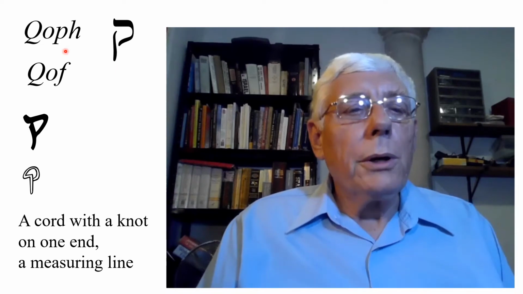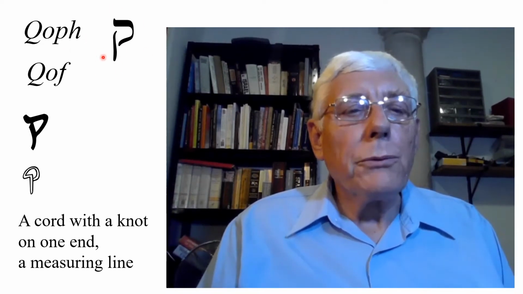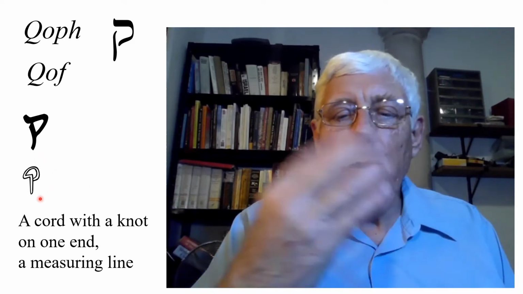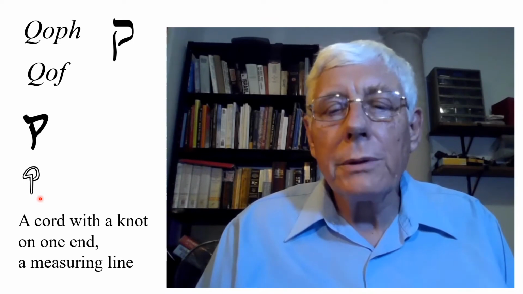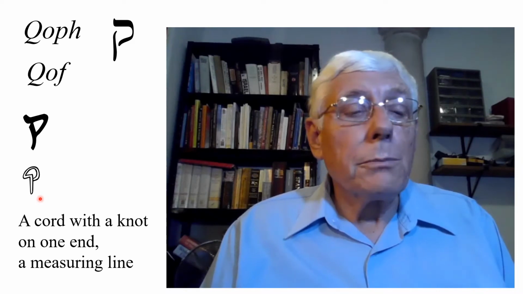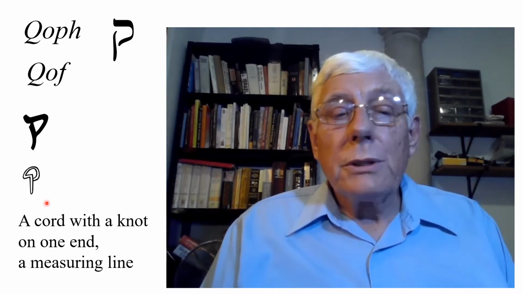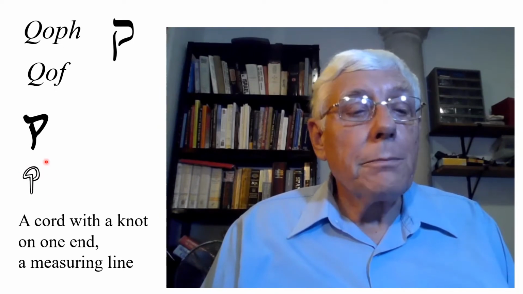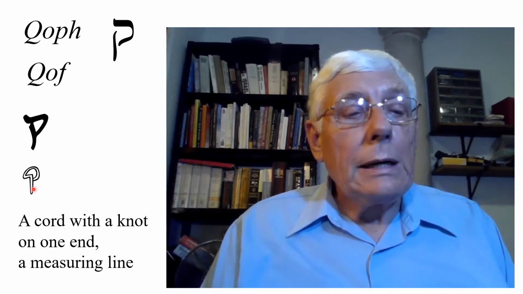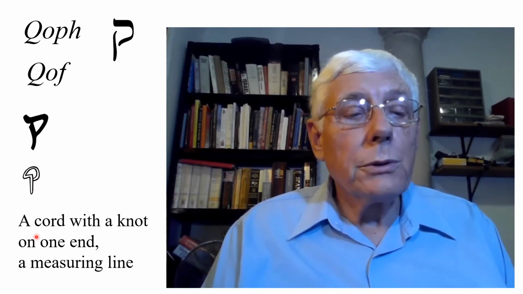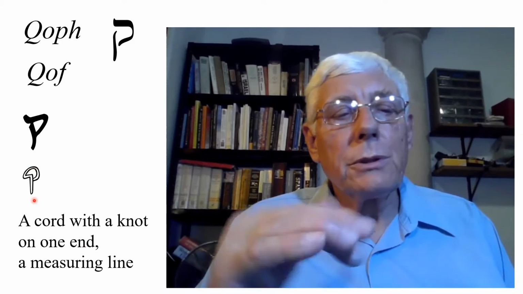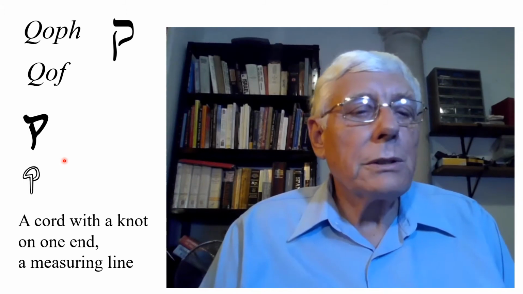We'll start with Kof. Kof is one of the letters of the Hebrew alphabet. In its paleographic form, the primitive form of the letter way back when the alphabet was being invented, somewhere in the Sinai, some people gathered phonetic symbols out of the hieroglyphics and developed an alphabet based on those symbols. It started out as a line with a knot on the top. It's a cord with a knot on one end, also known as a measuring line. The knot is there to establish how long the line is or what it can be tied to.